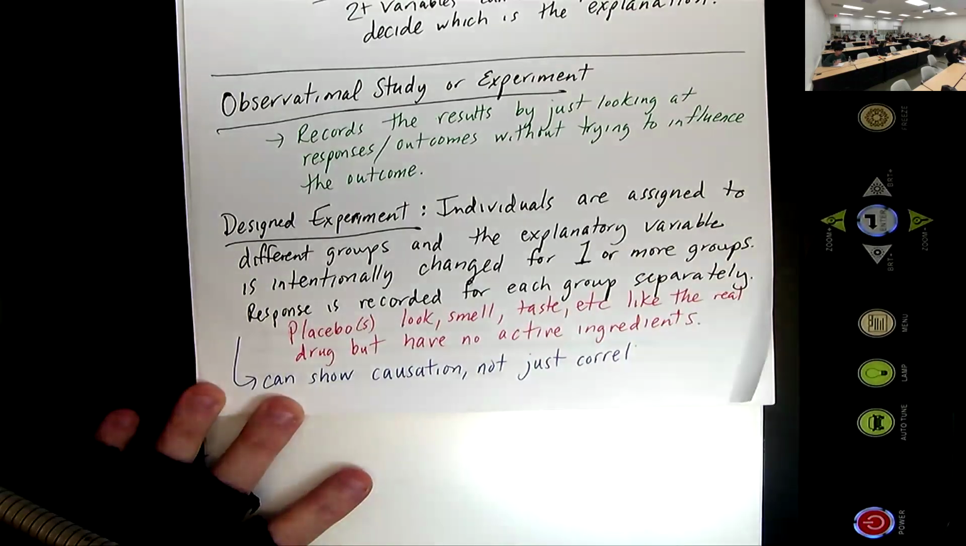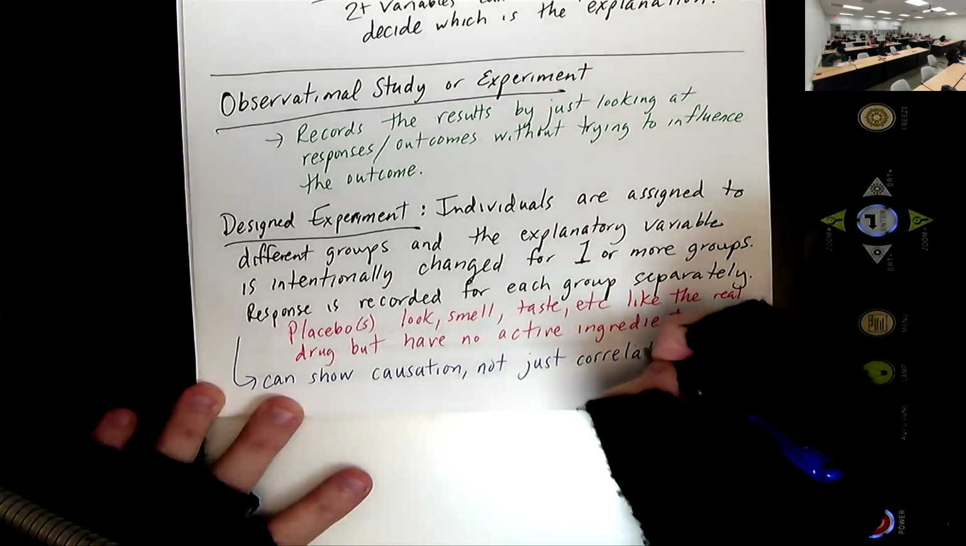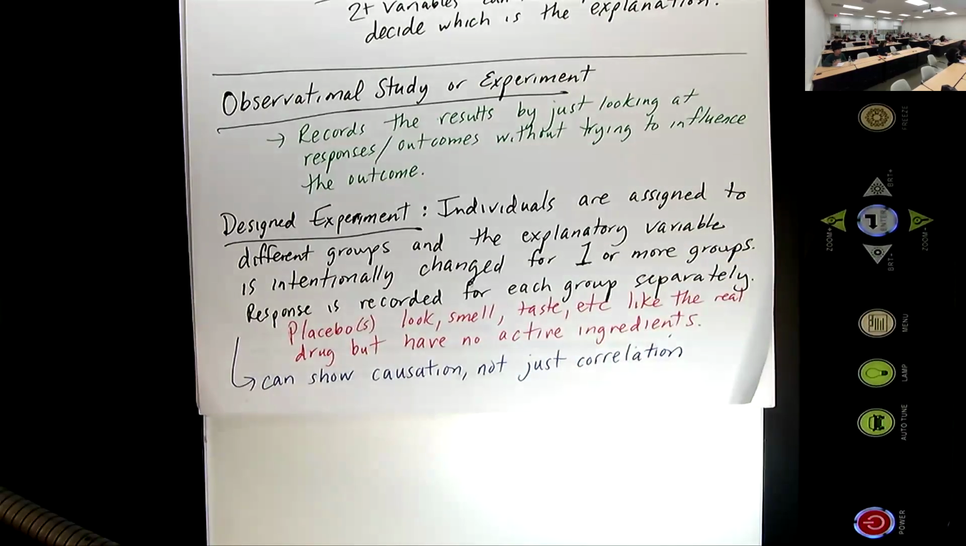Is there two R's in correlation? I don't think there is. No, it's like the word relation, that only has one R. Correlation.